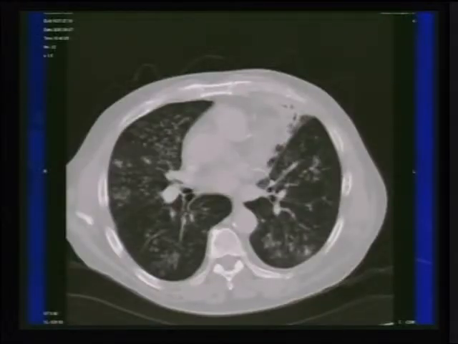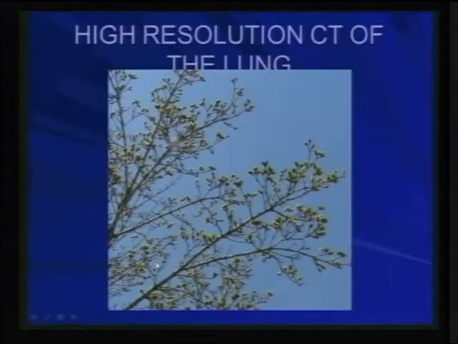And if you look closer here, you can see those distributions, especially here in the bottom portion of the right lower lobe, you can see how they follow these bronchi that are filled with material, and then you have basically these fruits or buds at the end of those branches, and this is what we call the tree-in-bud appearance.